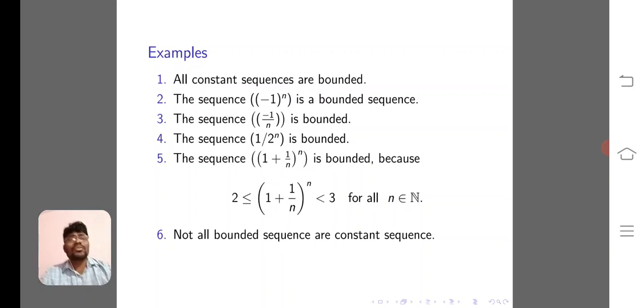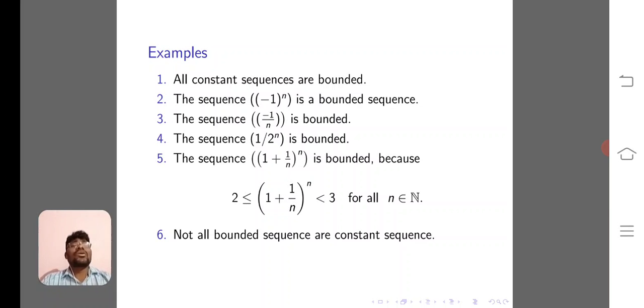Now come to some examples. All constant sequences are bounded. Why are all constant sequences bounded? Because the range of a constant sequence is nothing but a singleton set. We know a singleton set is a bounded set in real numbers. The number itself is bounded above, the number itself is bounded below.